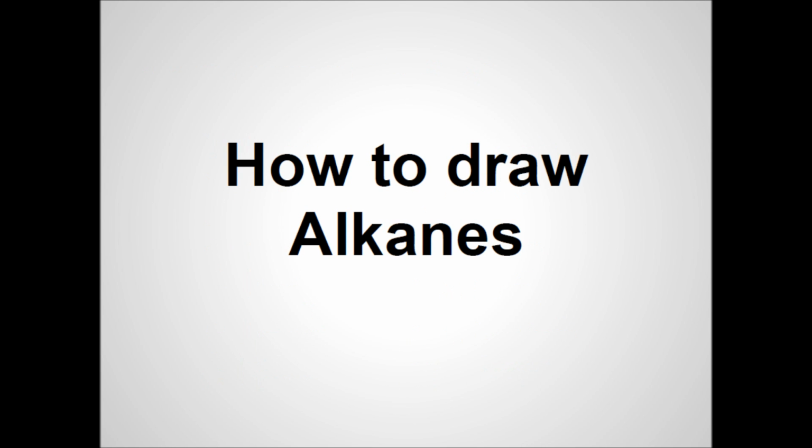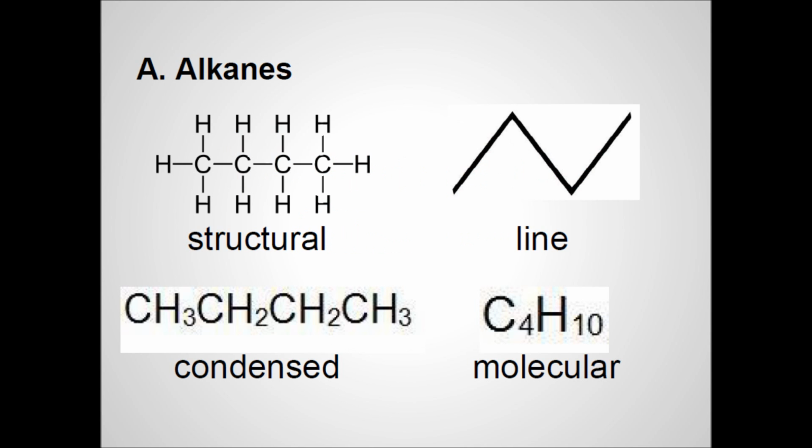Now let's learn how to draw the structural, line, condensed, and molecular formula of alkanes. Here are some examples of butane. First, to draw the structural formula, you should check if it is an alkane, alkene, or alkyne. Then check the prefix. There are 4 C's and 10 H's, which is butane. To draw the line formula, you just have to draw the line without letters. In a condensed formula, each carbon atom is written separately, and following each carbon atom are listed the other atoms that are bonded to the carbon atom. Finally, to write a molecular formula, you just have to know how many C's and H's there are.